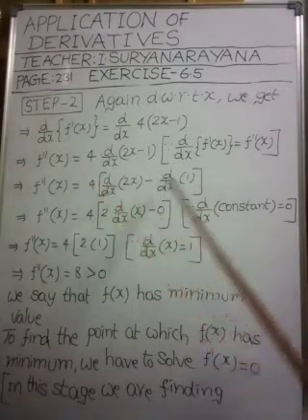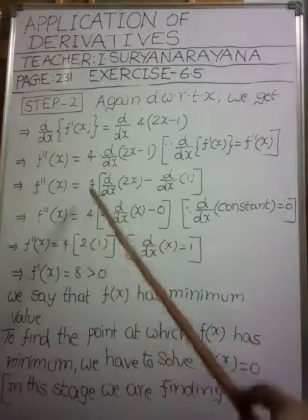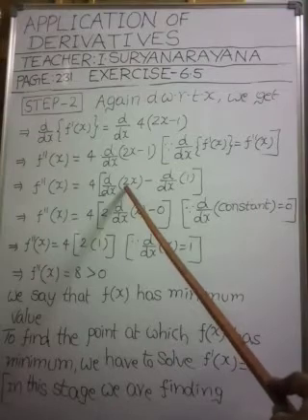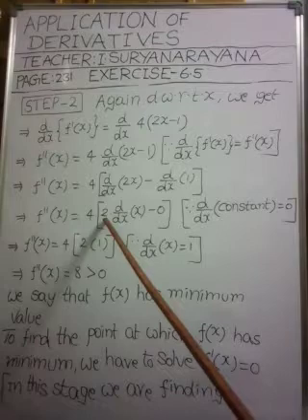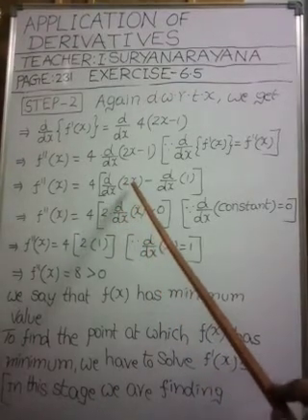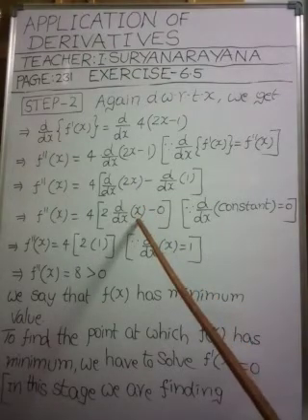Understood this statement, children? This implies f double dash of x is equal to 4 into 2, where 2 is a numerical coefficient. We are writing the numerical coefficient before the differential operator d by dx. So 2 into d by dx of what is the function left here? x only. Understood this part, my children?